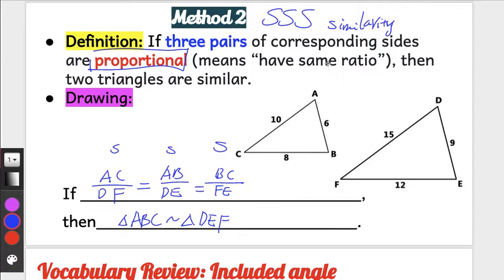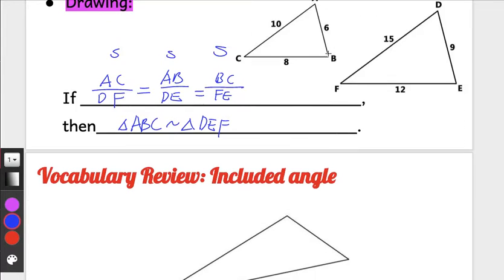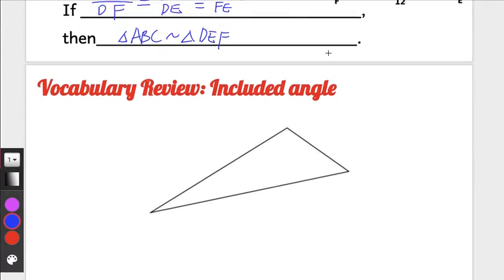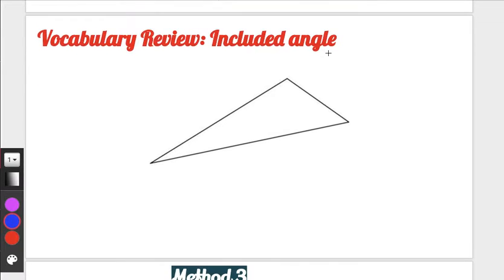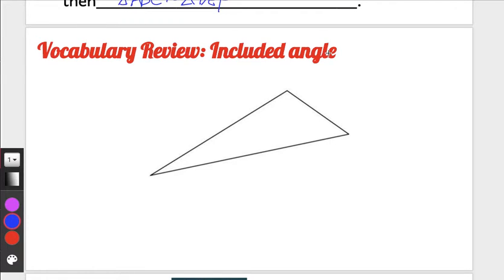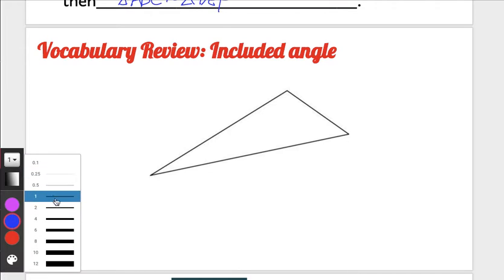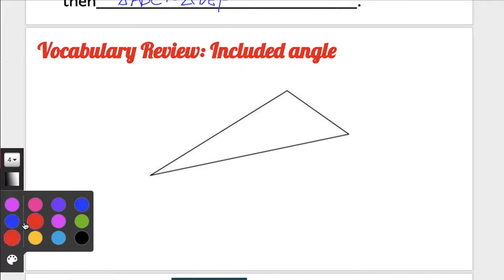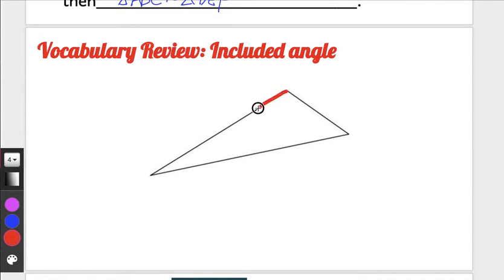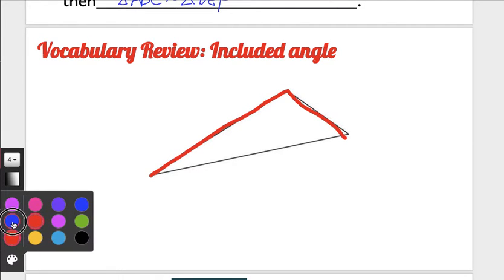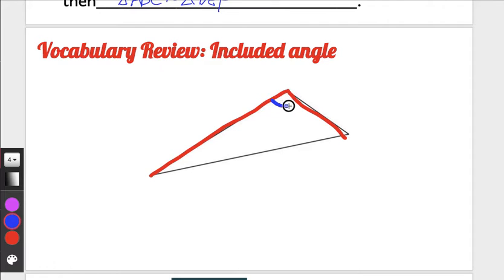So before we introduce the third method, the last one, let's quickly review a word we mentioned before: included angle. The included angle is based on the position of the sides. So let's say this one, I'm going to use a little bit bold line here. For example, I'm talking about these 2 sides. Then the included angle is the angle between these 2 sides.